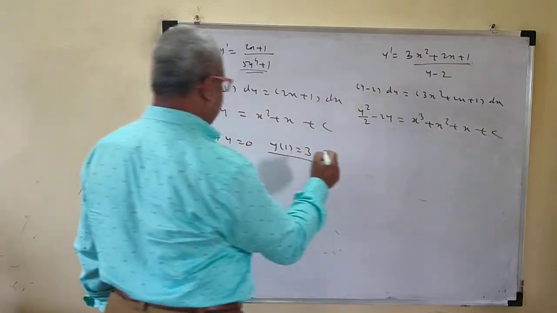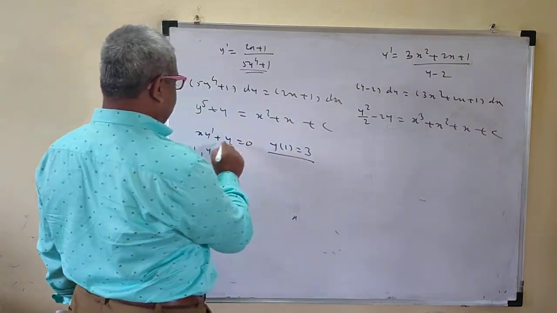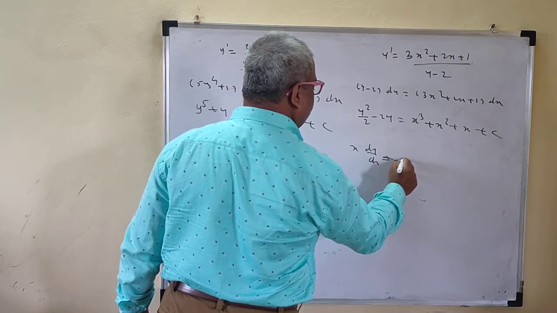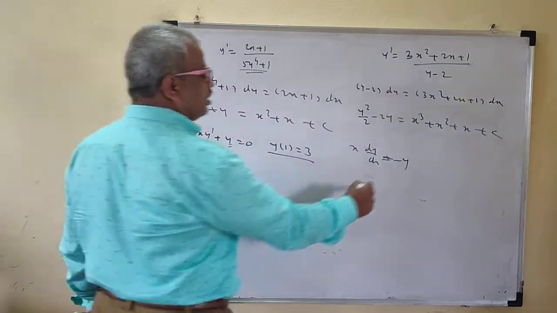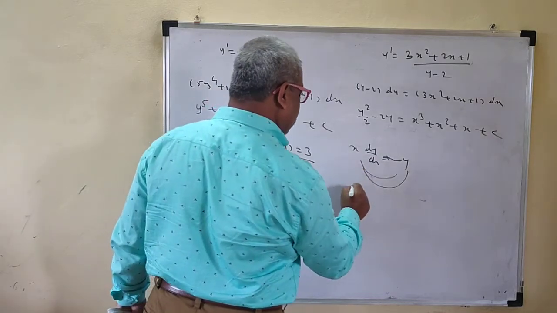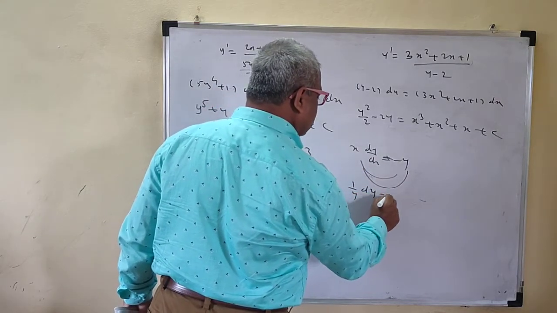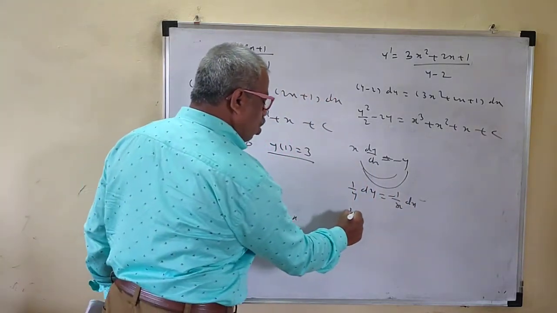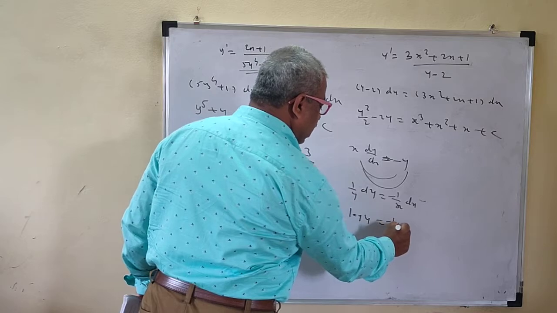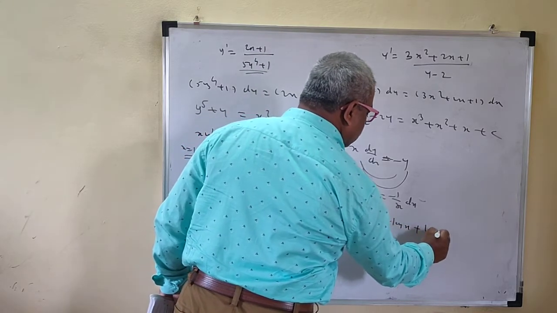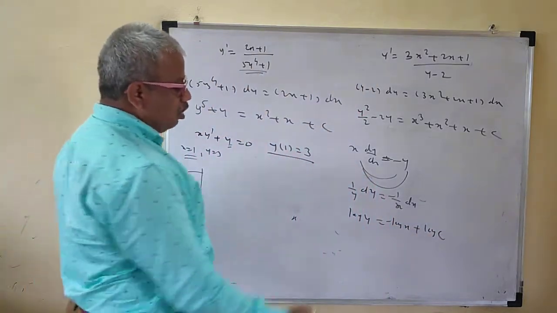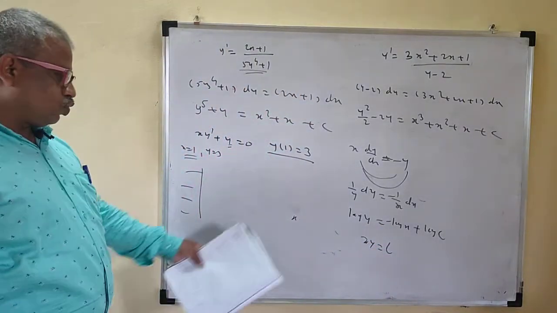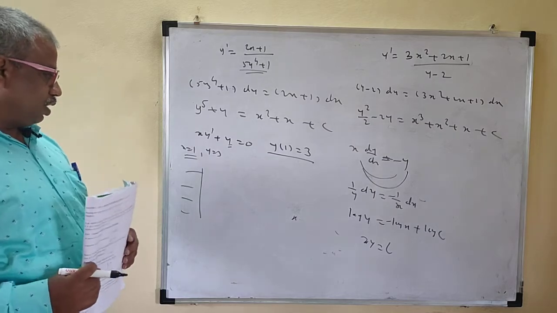But if you want to solve this, dy by dx is equal to minus y over x. I can shift this y here and x there. So then 1 by y dy is equal to minus 1 by x dx. Then log y is equal to minus log x plus log c. If you shift this here, then xy is equal to c. So your solution is xy is equal to c.